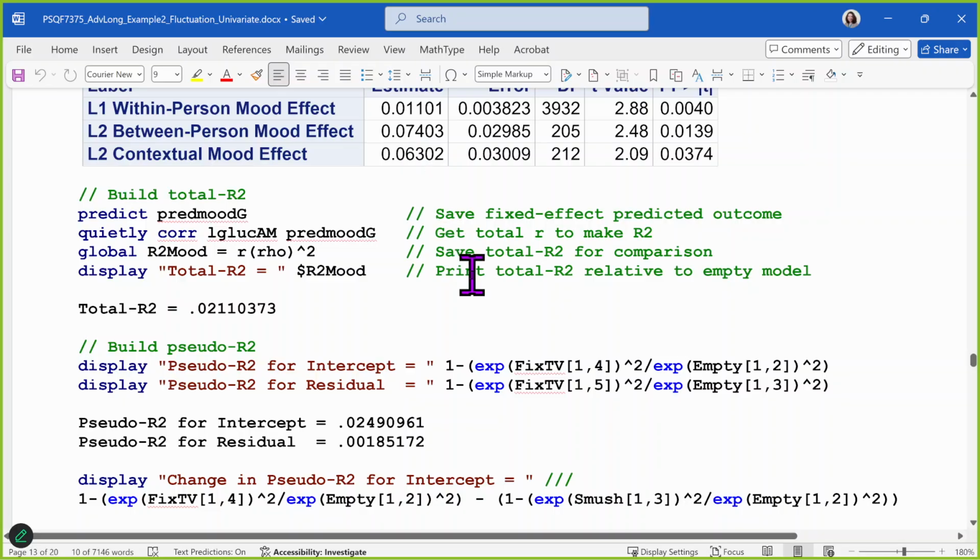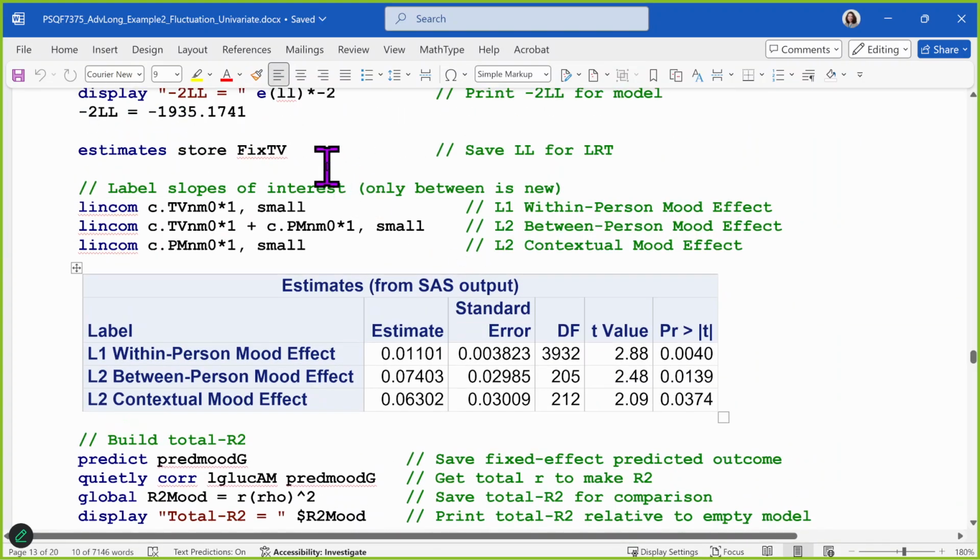Question? Quick small question. What does TV stand for again? Time varying. Okay. Thanks. Yep, no problem. That is a fairly common acronym in the methods literature. You will see TVC for time varying covariate or TVP for time varying predictor.